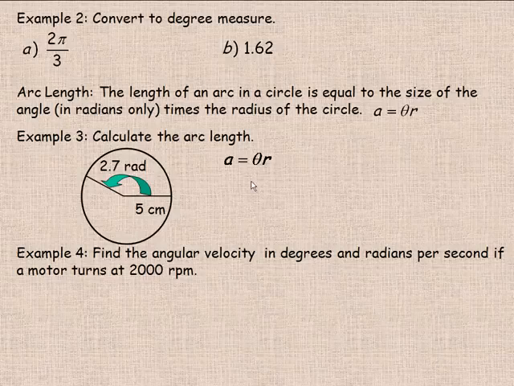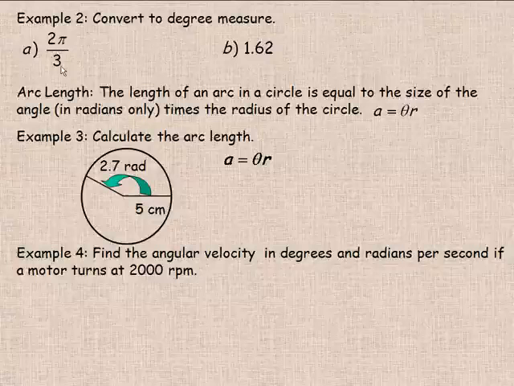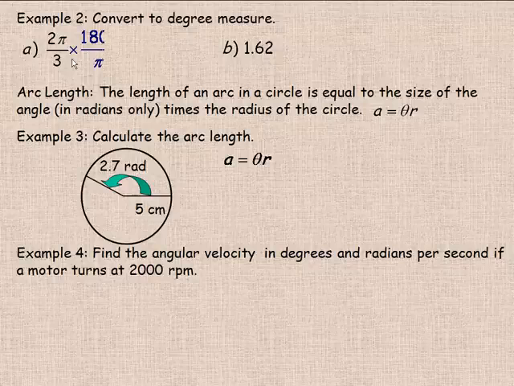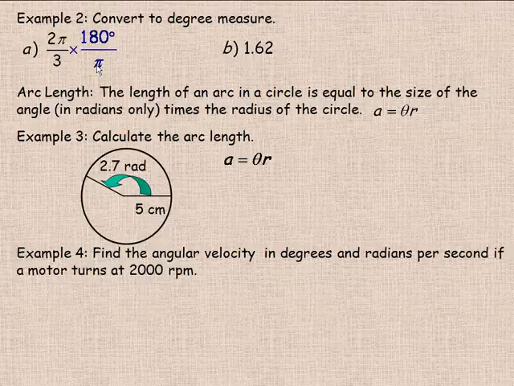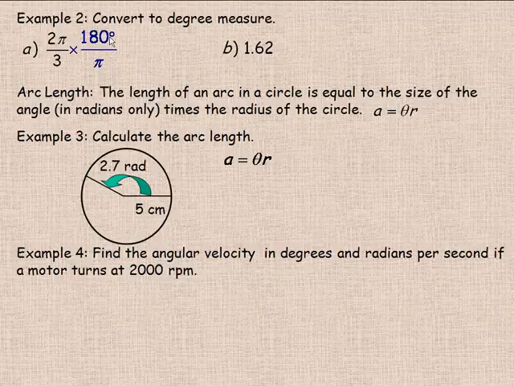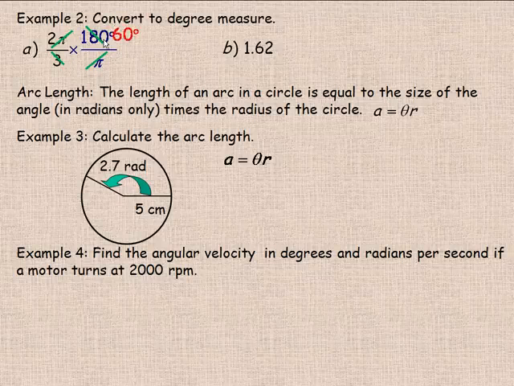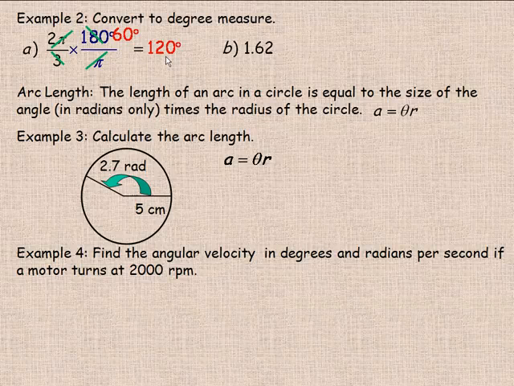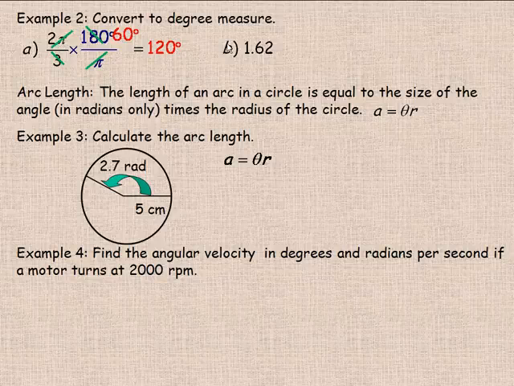Flipping over to the second page, in example 2 we're asked to convert to degree measure. And so 2 pi over 3 radians. In order to convert that to degrees, I'll multiply it by 180 degrees over pi. Notice that my pi's will divide out now, and so I have an answer left in just degrees. So the pi's divide out. Also 3 goes into 180 60 times, and so now I'm left with just 2 times 60, and so that's exactly 120 degrees.